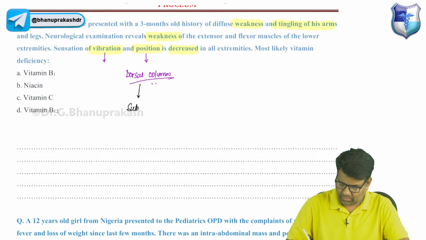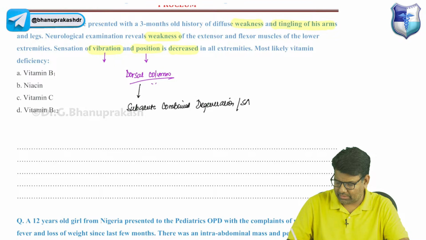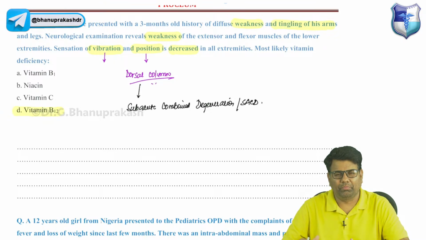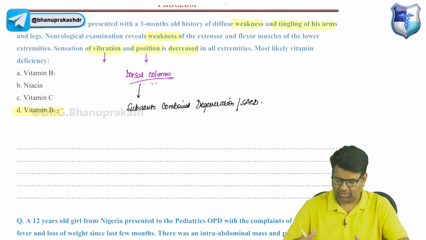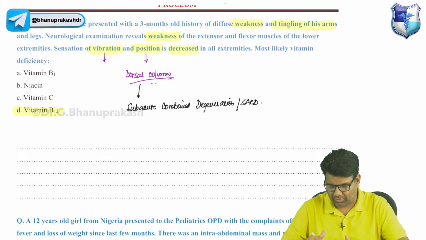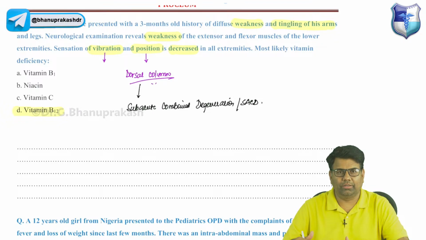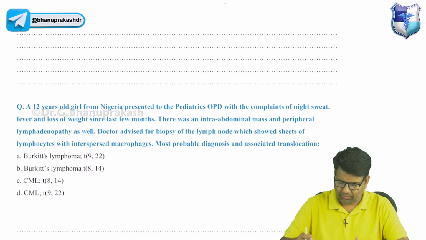This is subacute, very good. This is subacute combined degeneration, that is SACD, and should be associated with deficiency of vitamin B12. So the moment you have any question about deficiency of a vitamin which particularly discusses affection of the dorsal column in terms of proprioception and vibration, you have to think of SACD, subacute combined degeneration. Yeah. Now, forward to the next question.